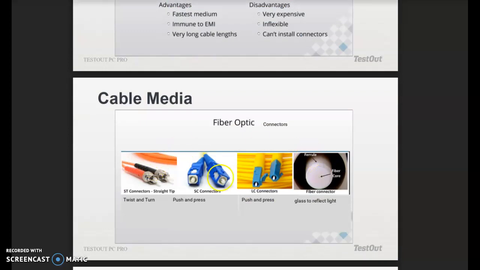Again, we have the connectors for cable media. We have the standard tip ST, and SC connectors are push and pull, LC connectors are push and pull, and LC is used for multi-mode fiber, and SC and ST are used for single mode fiber.